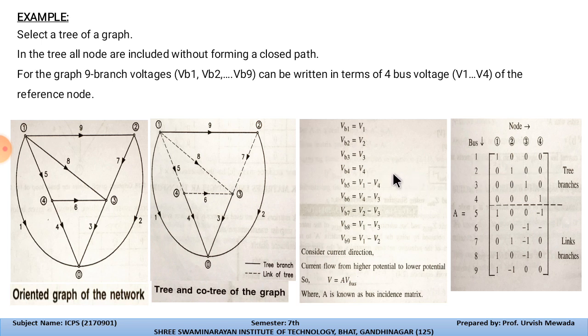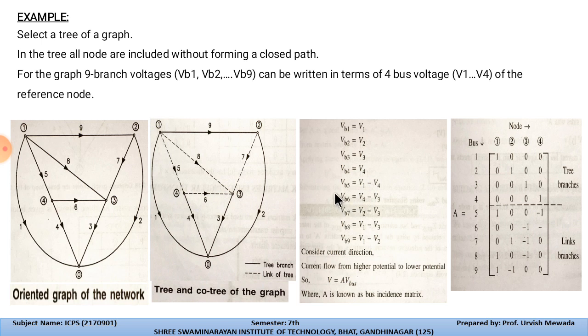And let's solve this. For the four tree branches, the tree branch voltages are: for VB1 it is V1, VB2 is V2, VB3 is V3, and VB4 is V4. Now let's take branch 5. It has the relation between 1 and 4, so this arrow is going away from 1. This is the higher potential and this is the lower potential. That's why the voltage of this node is taken as positive, that means it is plus V1, and this is the lower potential, that's why it is minus V4.